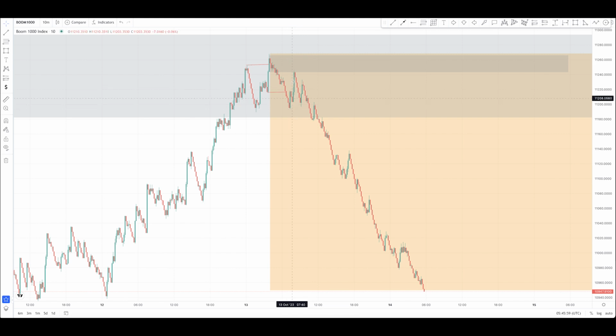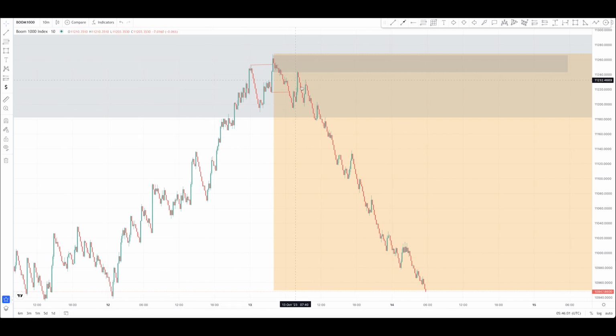It's as simple as that. Price came back, tested that supply zone, then we had that huge fall. So that is my confirmation. Sometimes I enter this market aggressively because of how volatile they are. You might not get this kind of formation, sometimes you might not get confirmations like this.